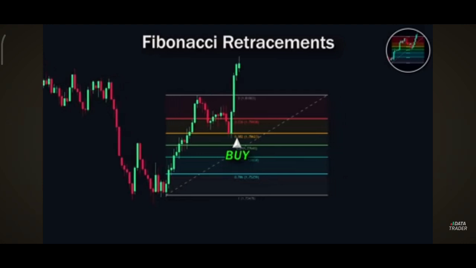Keep in mind that price could also reverse from other Fibonacci levels. Combine it with other confirmation signals to get a better entry.